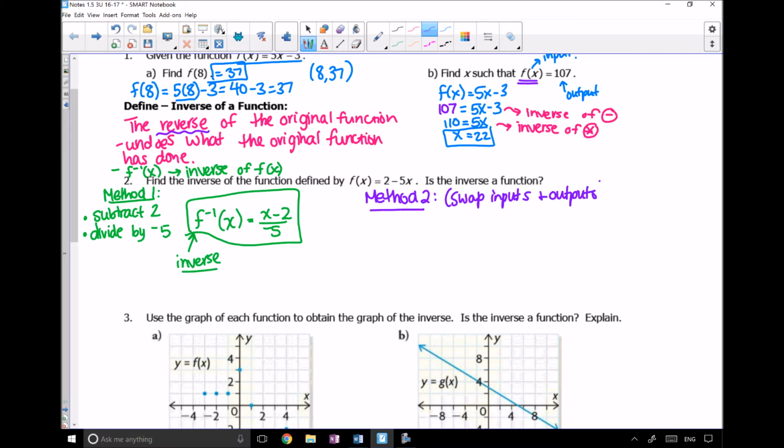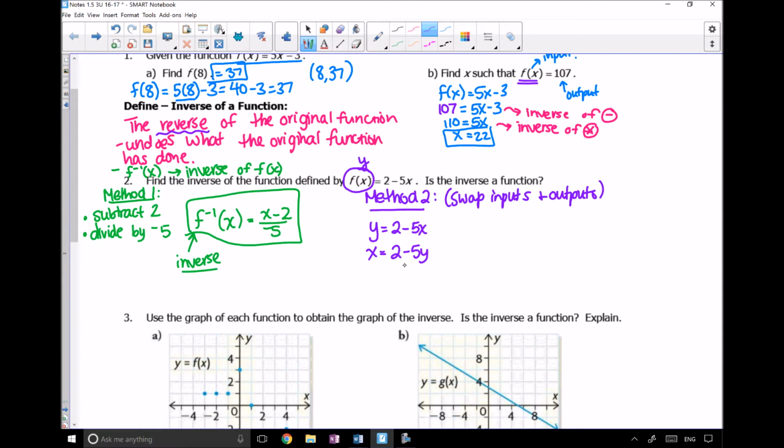So if you remember, I could use y here instead of f of x. So I'm allowed to say y equals 2 minus 5x. But if I'm going to swap my inputs and my outputs, I'm going to literally switch the positions of my y and my x. So here this would become x equals 2 minus 5y. But I want everything in terms of y, so I'm going to isolate my y here.